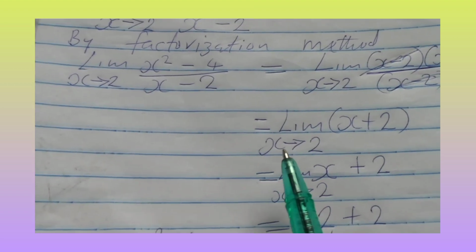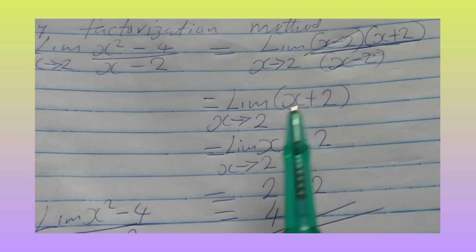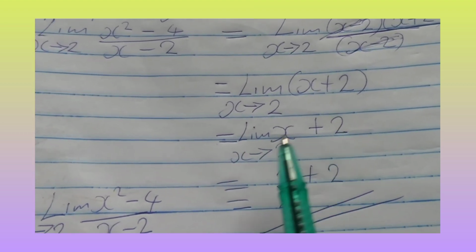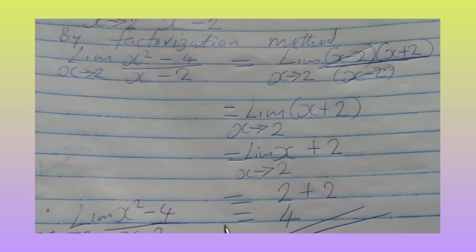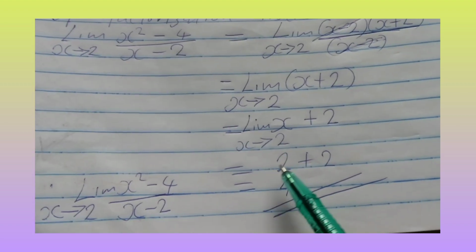As x tends to 2, we use direct substitution: anywhere you see x, you put 2. So the limit of x plus 2 becomes 2 plus 2, which is 4, and this is the final answer of this question. So don't make the mistake of leaving your answer at the earlier step. This is how to solve the limit of a rational function.